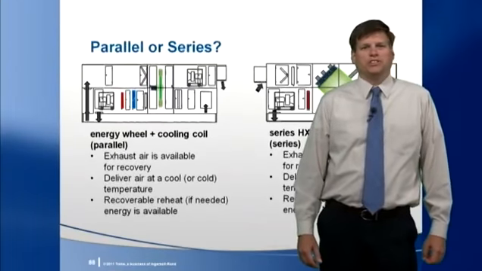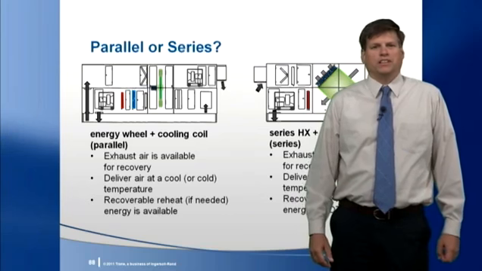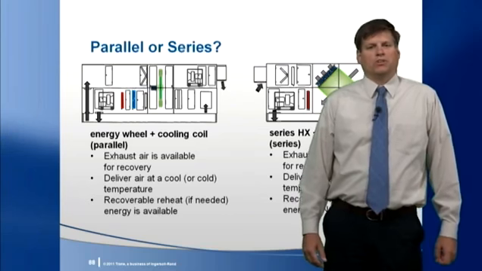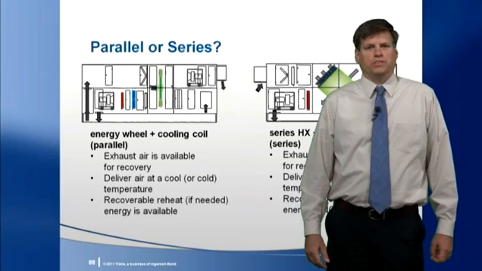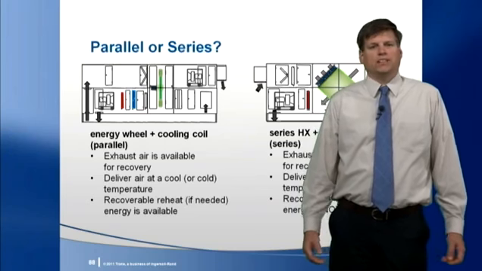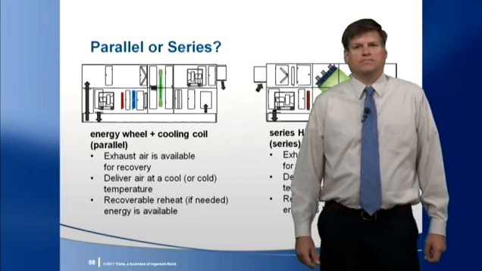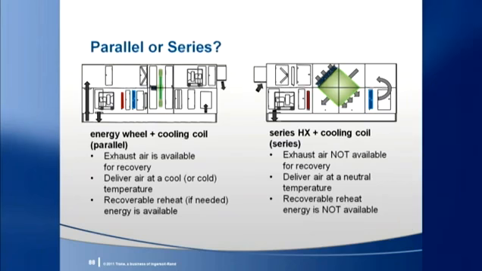The decision on whether to use a parallel configuration, like the unit with an energy wheel, or a series configuration, like the unit with a series heat exchanger, depends on the goals and limitations of the project. For the majority of applications, the parallel configuration will be the best fit. This is because the exhaust air is typically available for recovery, and delivering the air cool and cold results in a larger reduction in the overall system capacity.